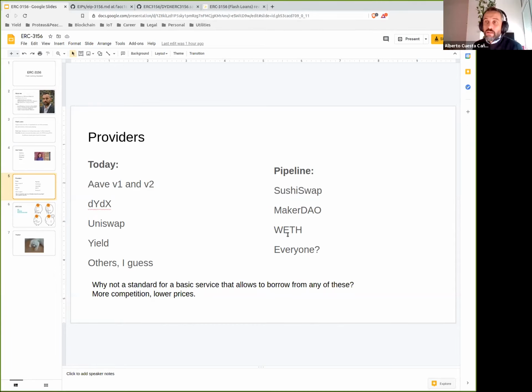If these platforms wanted to use ERC-3156, would that mean that they would have to re-implement their flash loans? Would they have to migrate contracts?